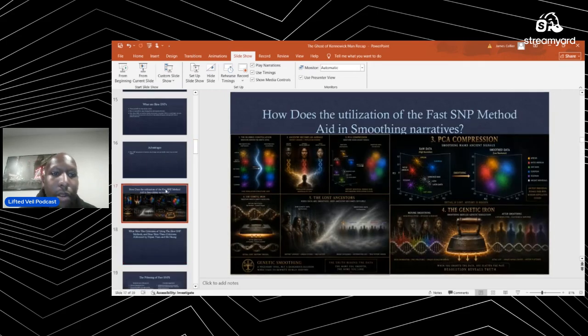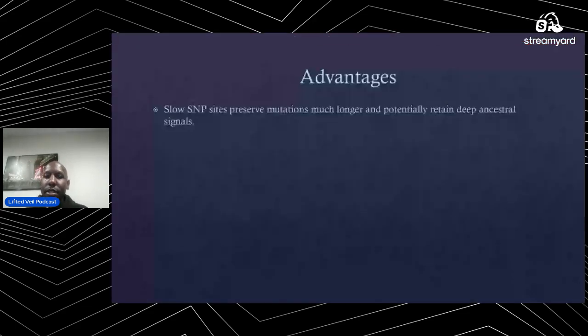I think that should be right there. After advantages, we'll start right there.